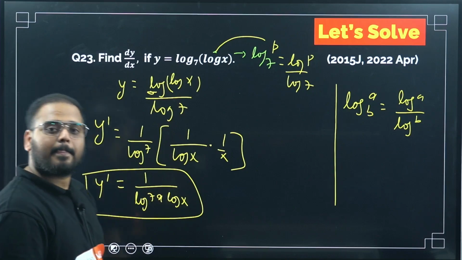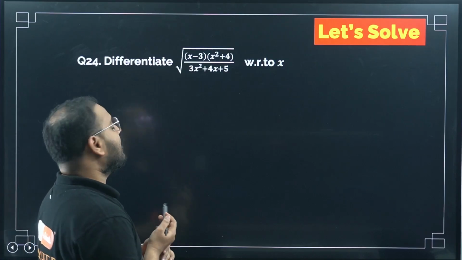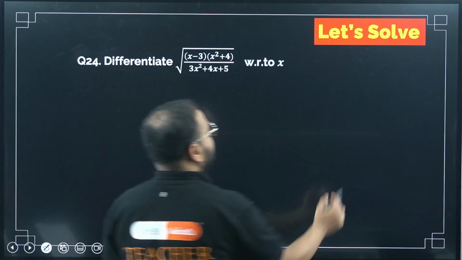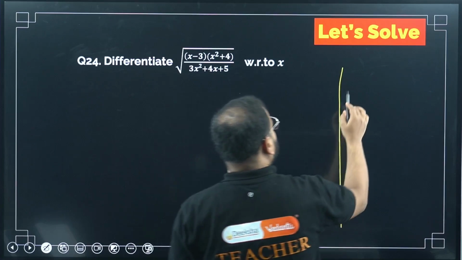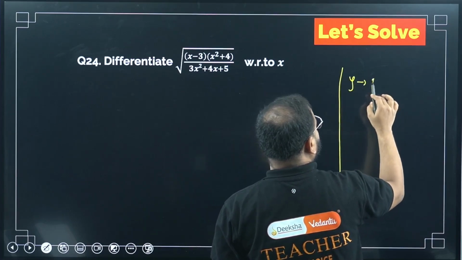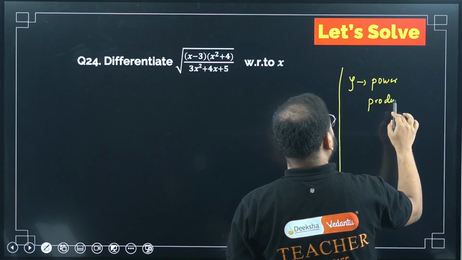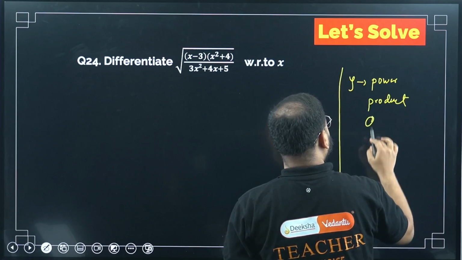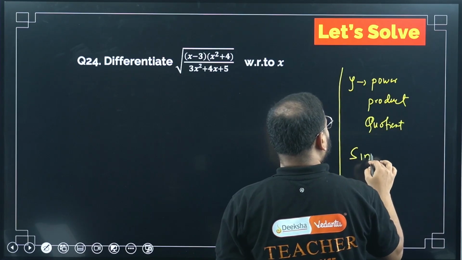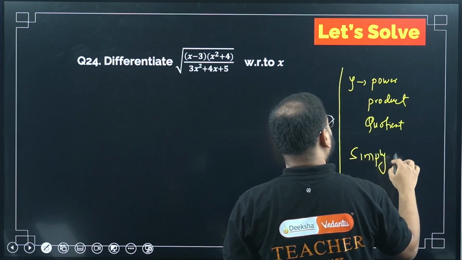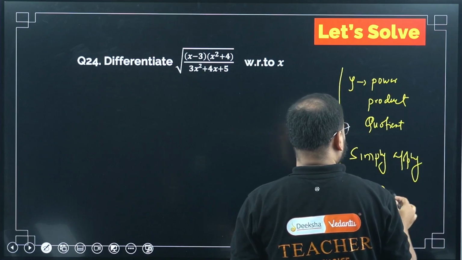Yes, simple bacha. Okay, moving on. Chaliye. Now, one more thing. This is a concept, please remember. Whenever you have the function given in terms of power, or product or quotient, what do you do? Simply apply log on both sides.